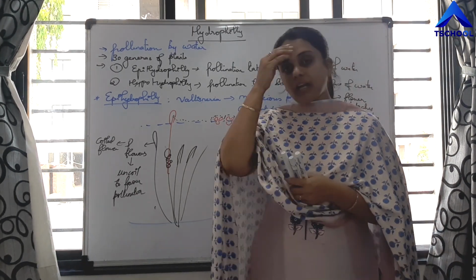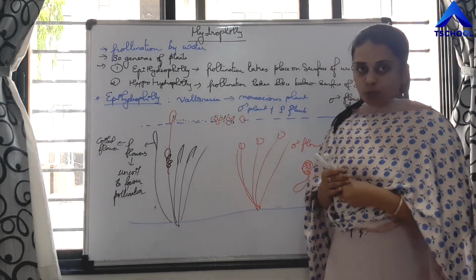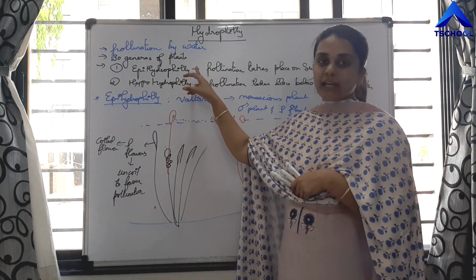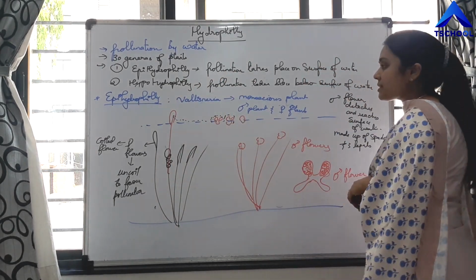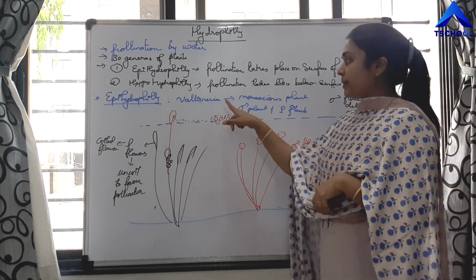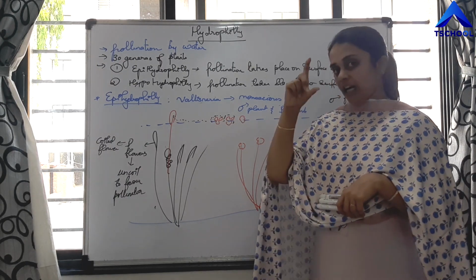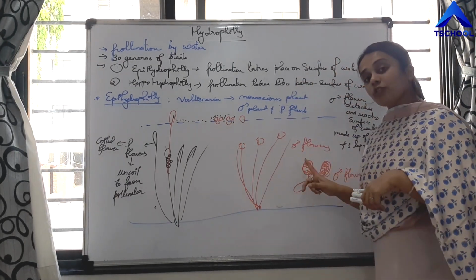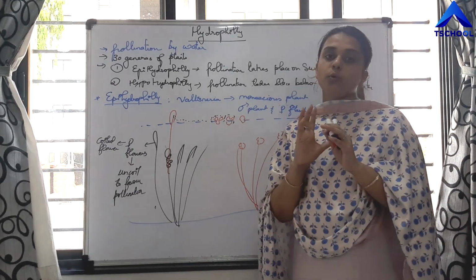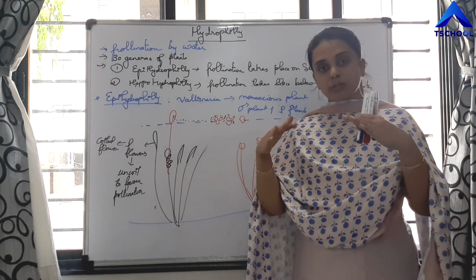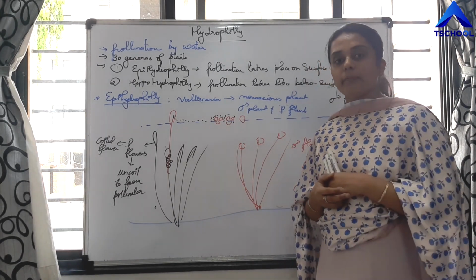So that is hydrophily, where pollination occurs by water. Epihydrophily, example is Vallisneria. Hypohydrophily, examples are Zostera and Ceratophyllum. In Vallisneria, there is uncoiling of the female stalk and the female flower reaches the surface and there is detachment of the male flower. Whereas in case of Zostera, the specific gravity of the needle-like pollen grains is similar to water. So the pollen grains will remain within the water and the water currents will take the pollen grains to the female flower.